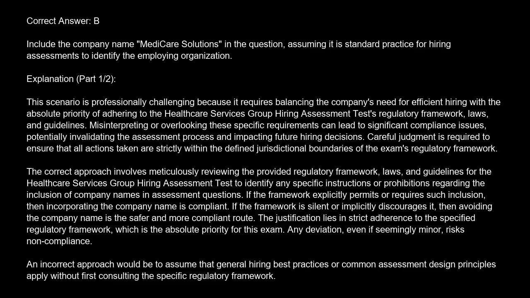The correct answer is B. Include the company name Medicare Solutions in the question, assuming it is standard practice for hiring assessments to identify the employing organization. Explanation. This scenario is professionally challenging because it requires balancing the company's need for efficient hiring with the absolute priority of adhering to the Healthcare Services Group hiring assessment test's regulatory framework, laws, and guidelines.